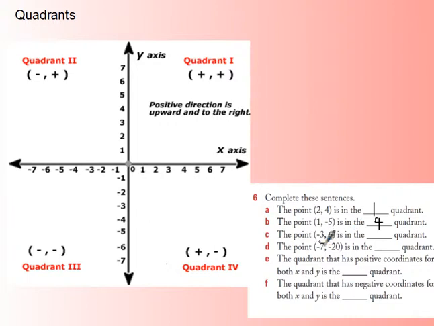The point minus 3, 6 is a negative x and a positive y, so it's going to be in quadrant 2. And minus 7, minus 20 is going to be in quadrant 3.